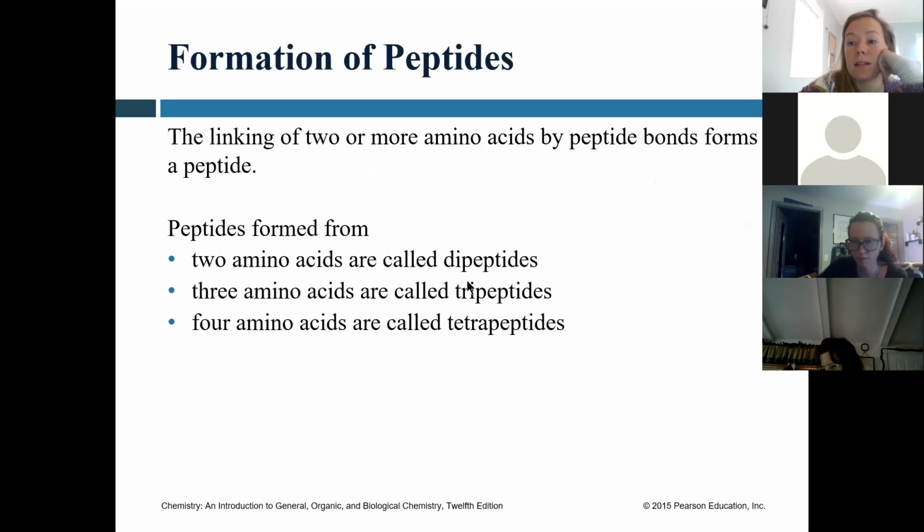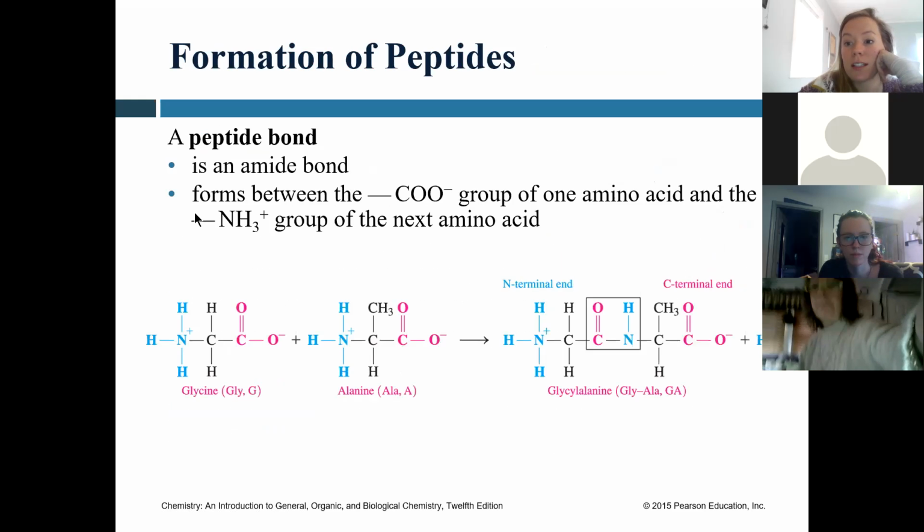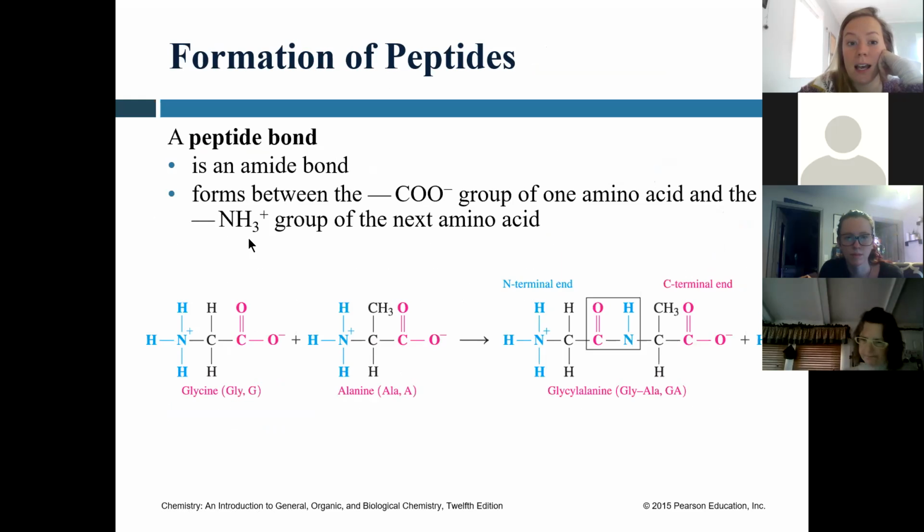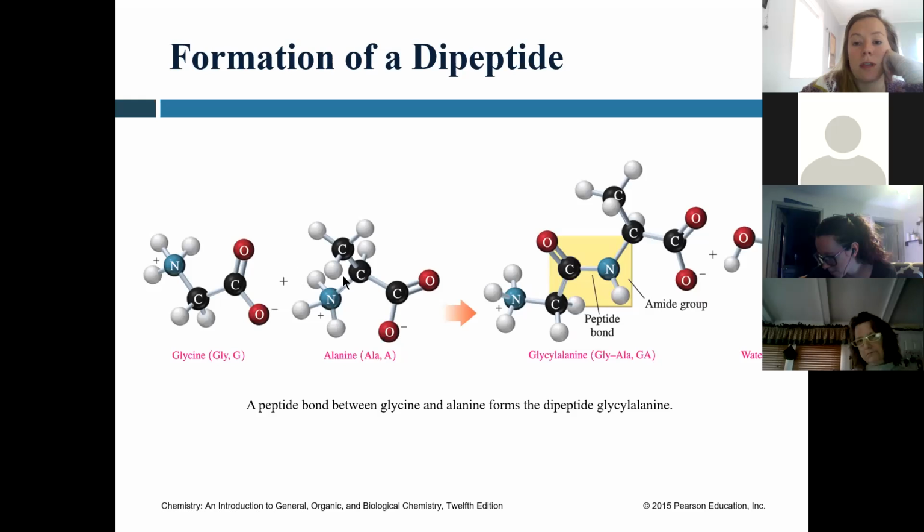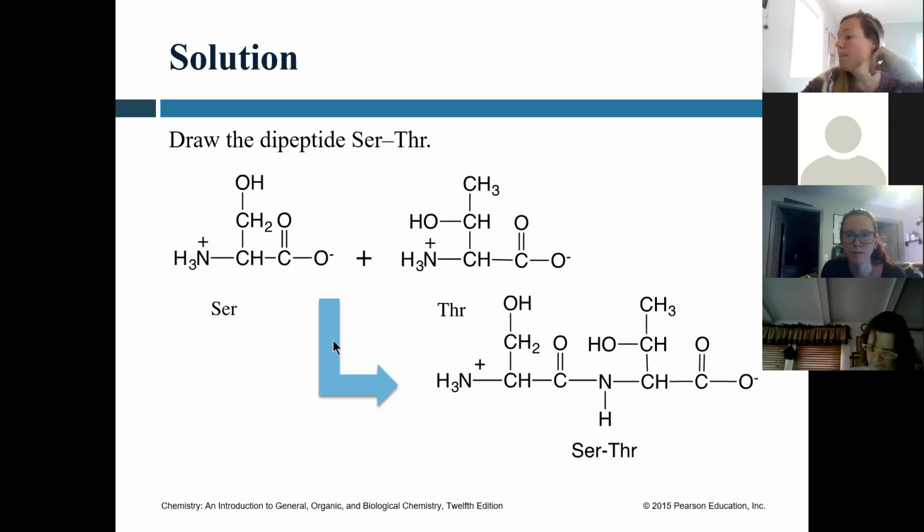If we have two amino acids bonded, it's a dipeptide, three, tripeptide, four, tetrapeptide. If we have a bunch of these lined up together, we call it a polypeptide. It's an amide bond, so we create a bond between the carboxyl group on one and the amine group on the other. We can take these two separate molecules and chain them together with this peptide bond. This was where we left off.